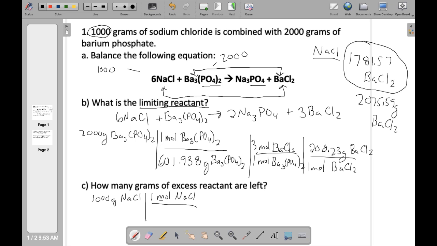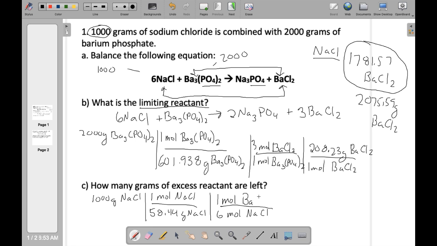And I will go ahead and find my molar mass, 58.44 grams. And now, what I'm doing is I'm going to see if I use 1,000 grams of sodium chloride, how much barium phosphate is that going to take? So I need to do a ratio between sodium chloride, 6 moles, and barium phosphate, which is 1 mole. So it's a 1 to 6 ratio.